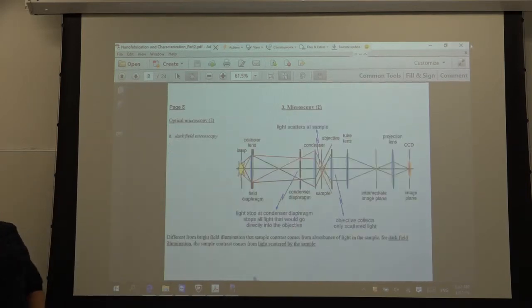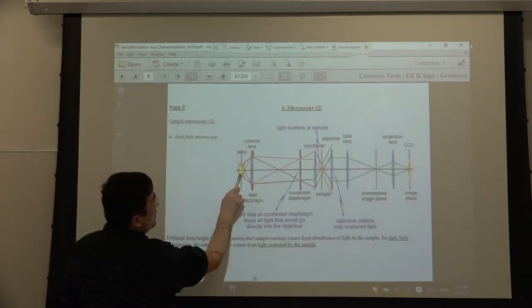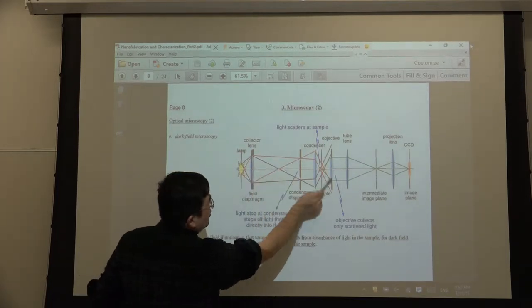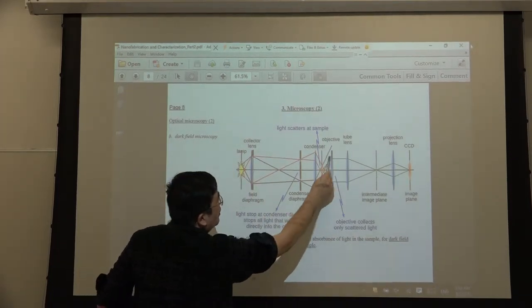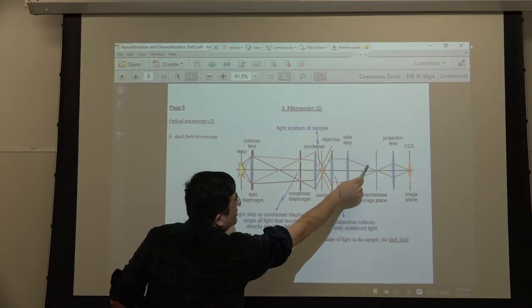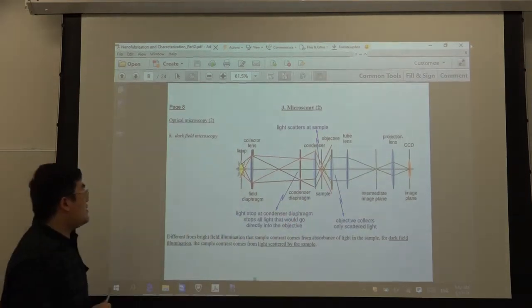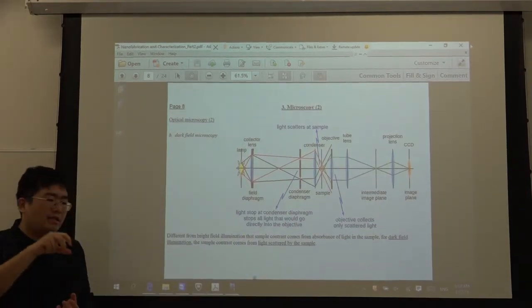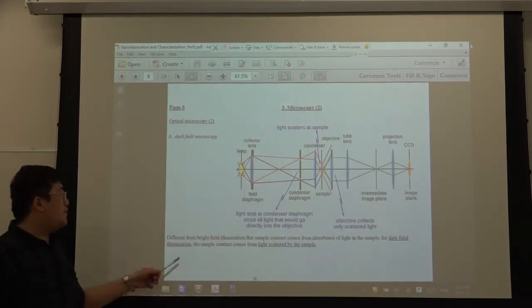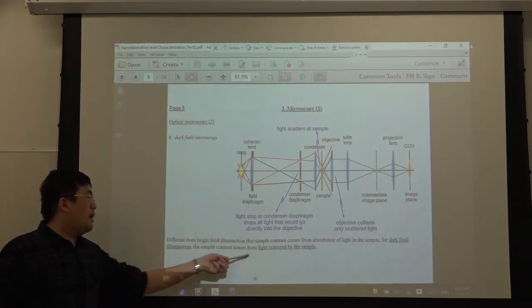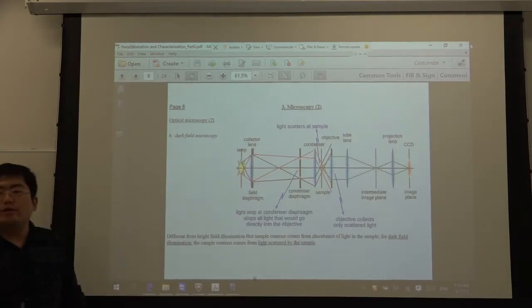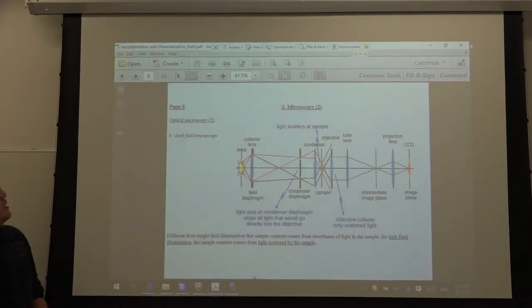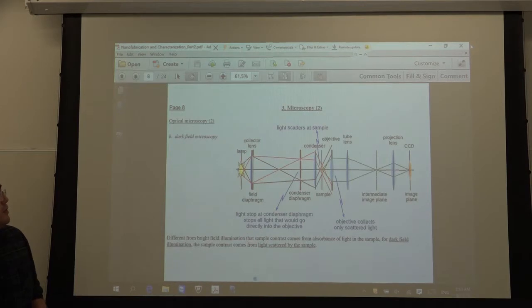But here, you can see the incident wave, finally the block. This block here. Only the scatter wave, I mean the green line, can be collected. So finally, in this dark field, they get this scatter field. This scatter field contrast just comes from the light scattered by the sample. It's a very different technique. It's very important in nanoscale, called dark field.